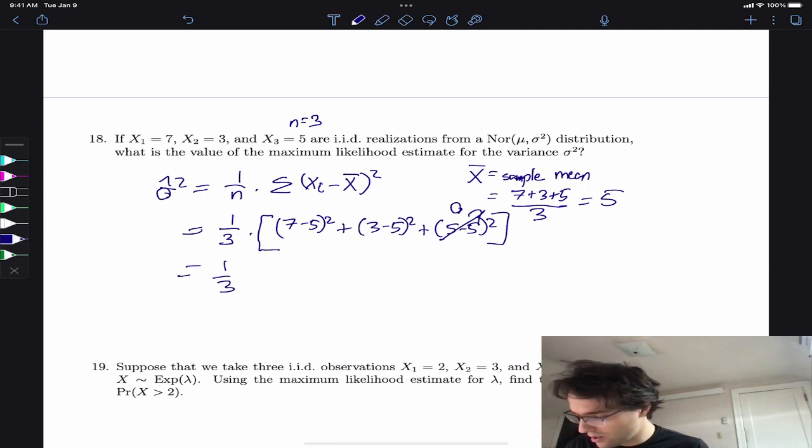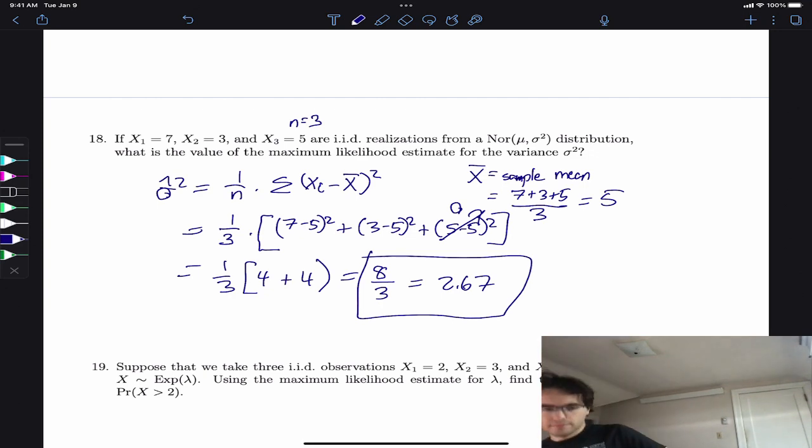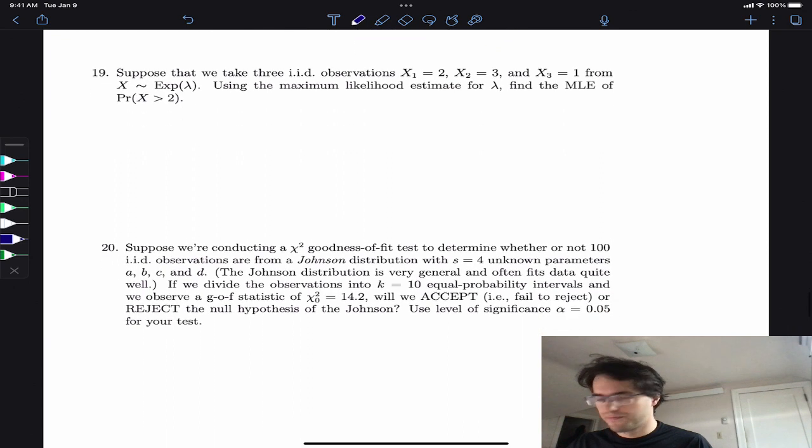So we have 1/3, and then this first one is 2 squared, so that's 4, plus also negative 2 squared, which is also 4, so that's 8/3. If you divide that out, that ends up being like 2.67, but that's our answer. Cool. Next question.